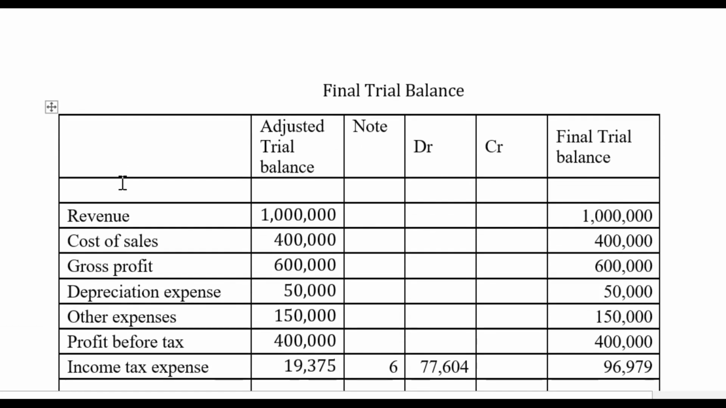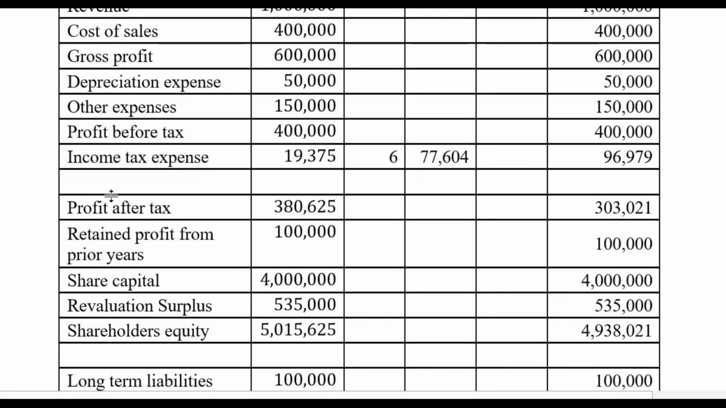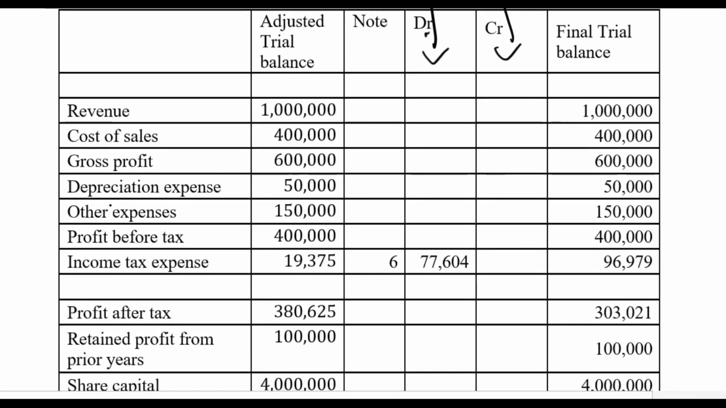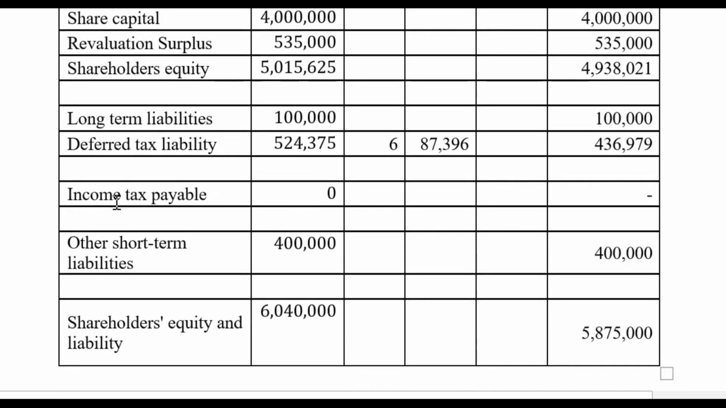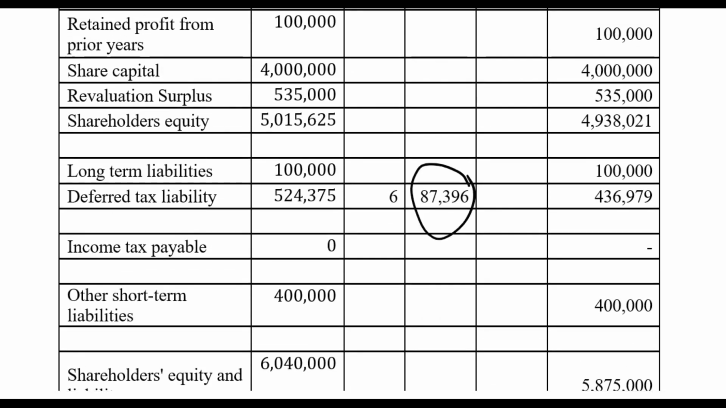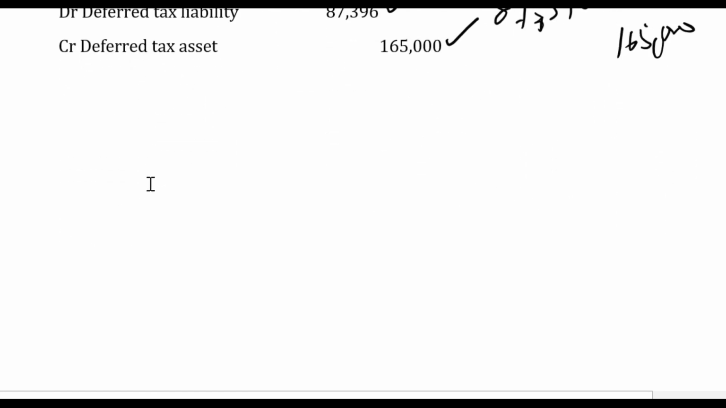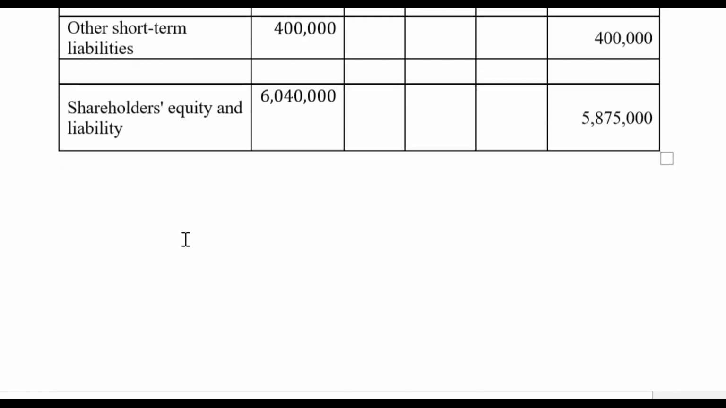To get the final trial balance, we start with the adjusted trial balance. We now enter under the adjustment columns, debit and credit, our journal entry: income tax expense 77,604 and deferred tax liability 87,396, and that's a debit balance, and deferred tax asset is 165,000 credit.